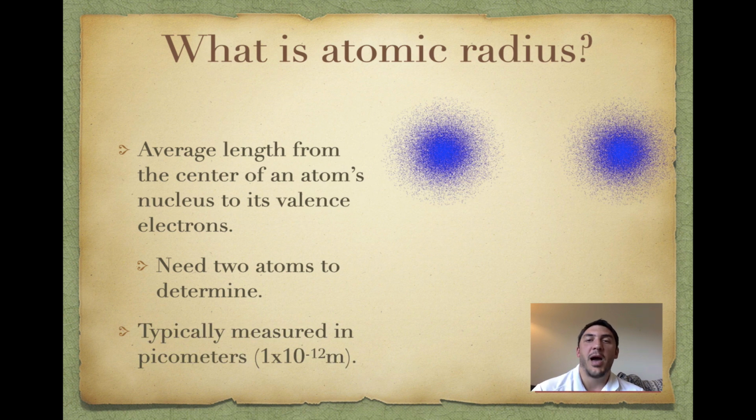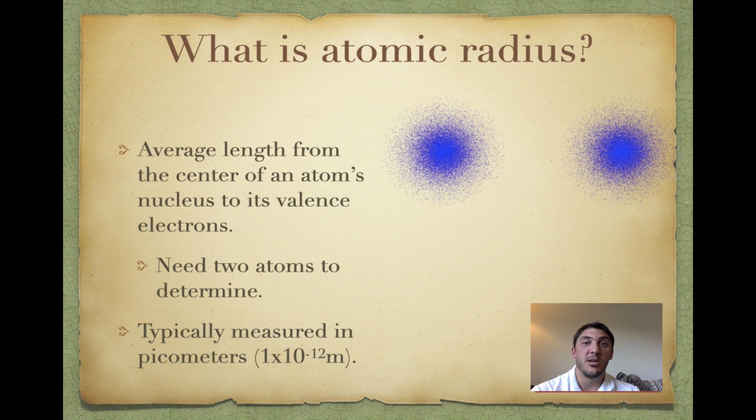Now, why do you need two atoms to be able to determine this? If you just have one atom, it's impossible to determine where its valence electrons are. Electrons are moving near the speed of light, and they have the duality part where they behave both as a particle and a wave at the same time.